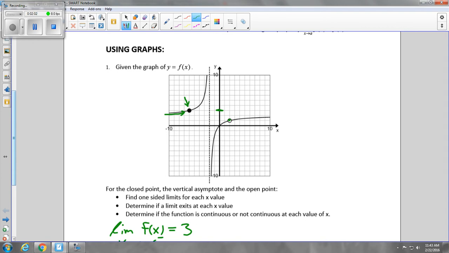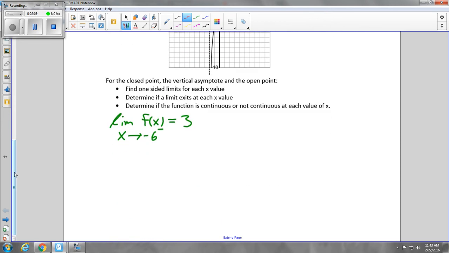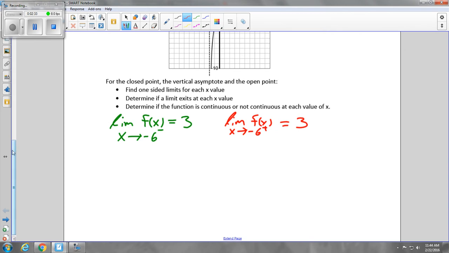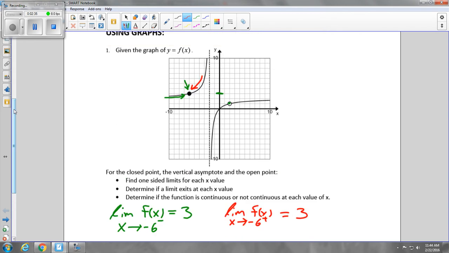And then from the other way, coming down, approaching from the right. So let's say the limit of f of x as x approaches -6. Now from the right, I'm going to put a little positive sign. It's also going to be equal to 3, right? It's getting closer and closer to 3. If you could get tinier and tinier little bits, it's coming up to 3.